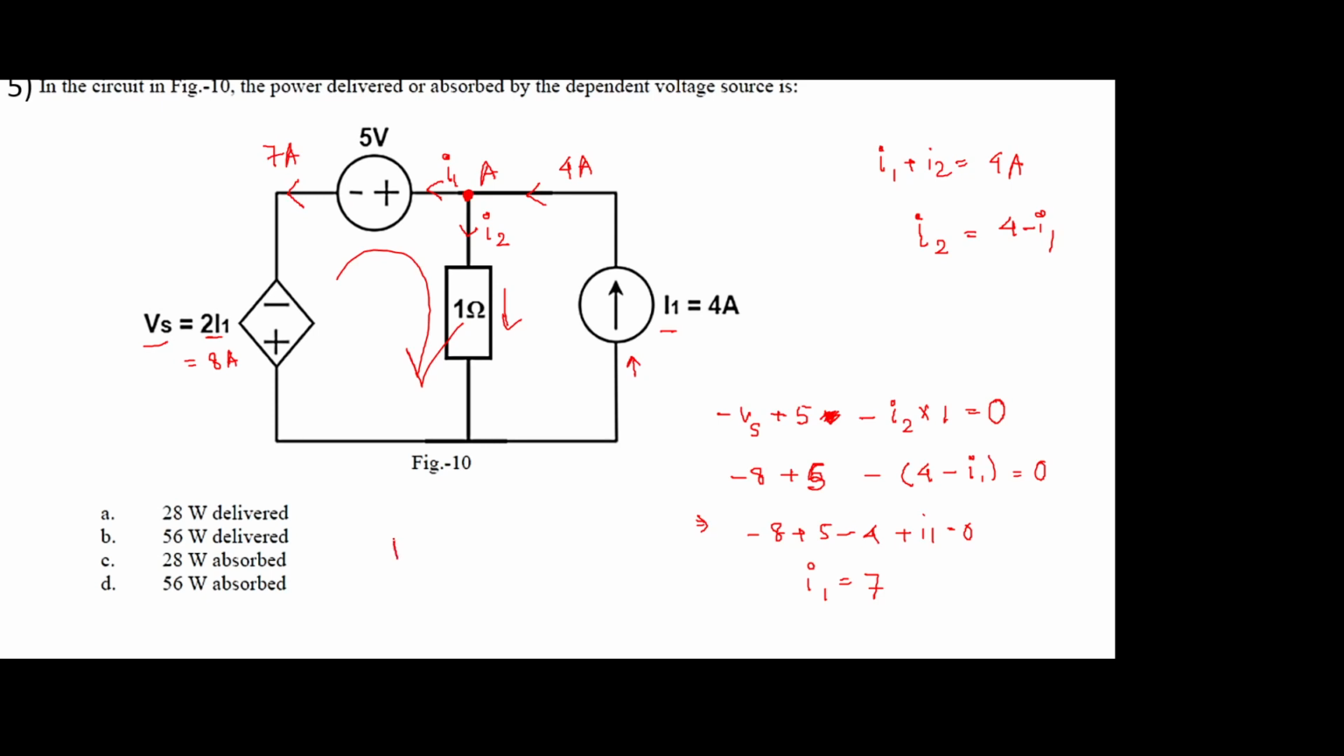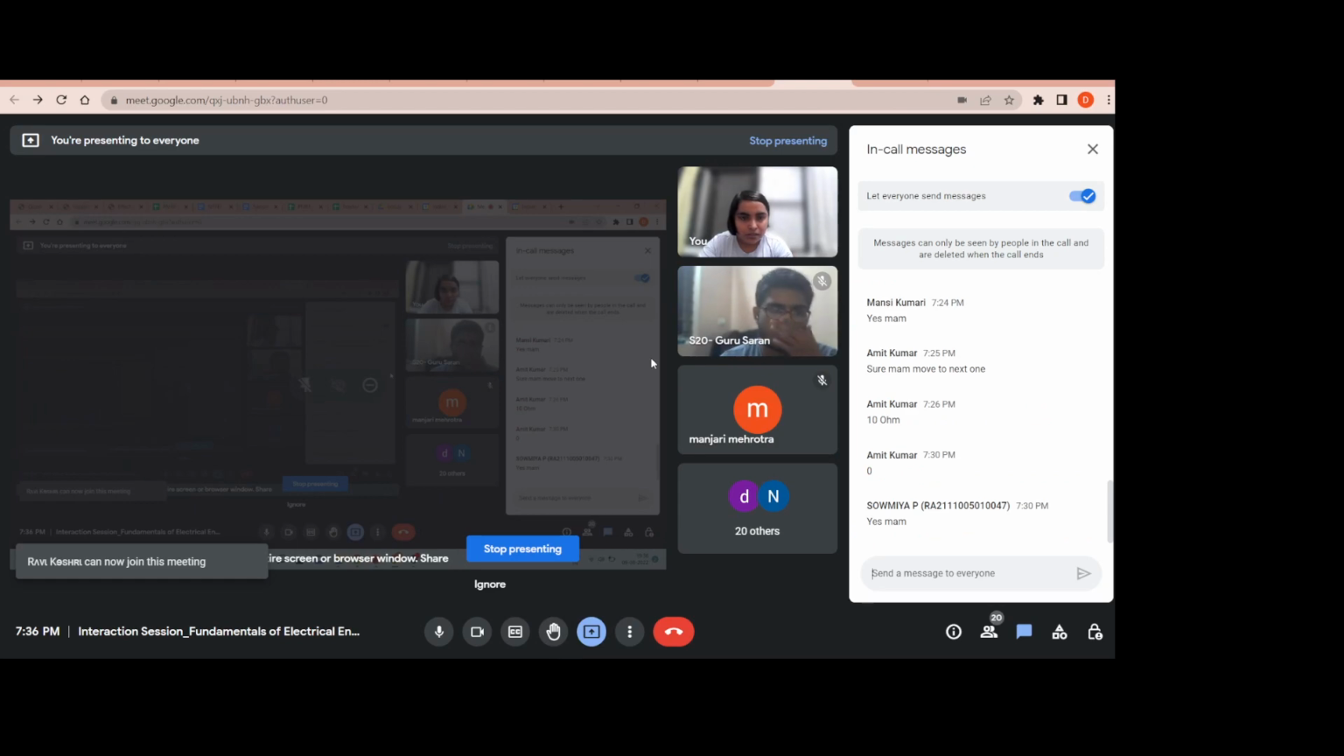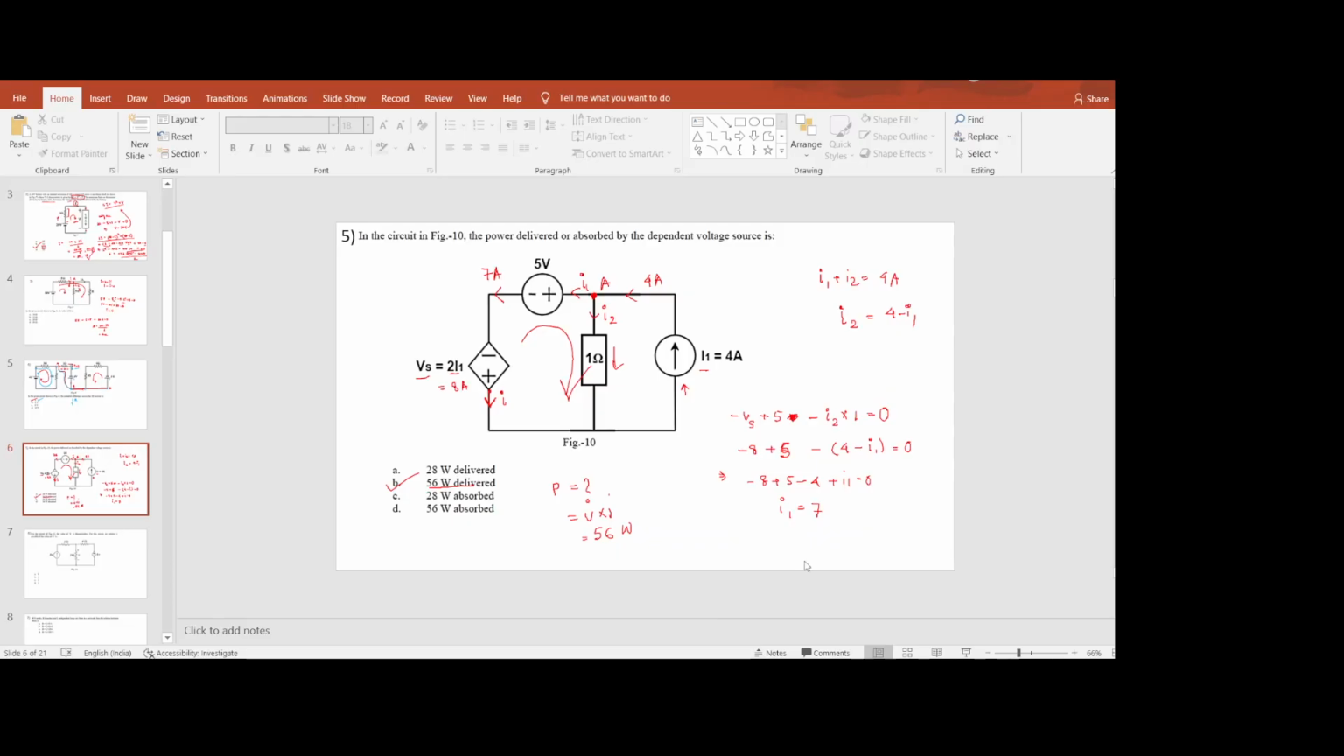So you guys can compute power here, right? Power is V into I. So 8 into 7 is 56. Now, whether it is delivering power or absorbing power. Now, current is coming out of the positive terminal, so it should be delivering power. So the correct option will be B, 56 watt, and it is delivering the power. I hope it is clear to everyone. Yes, ma'am. Okay. No one is there for admitting, so I'll move to the next question.